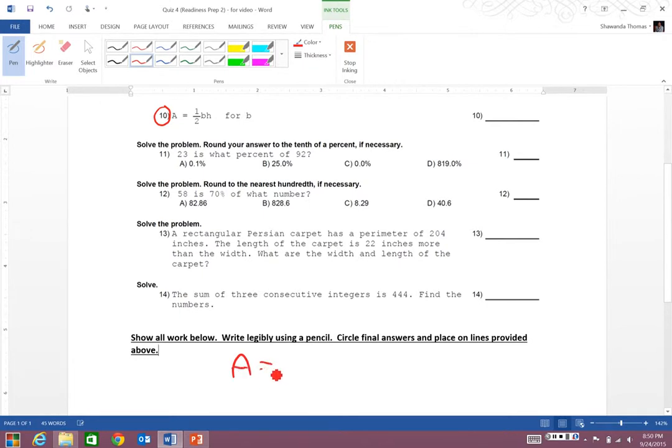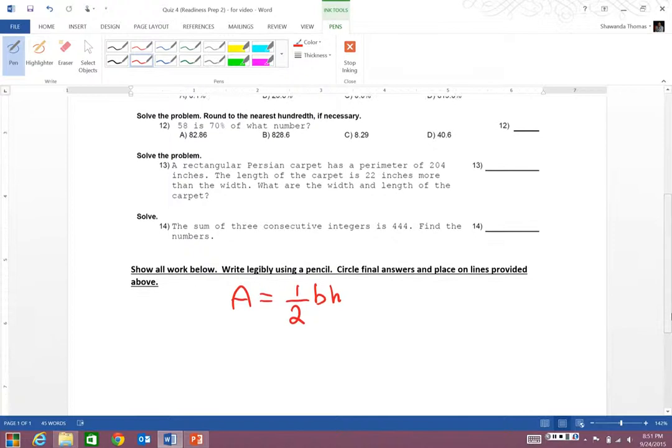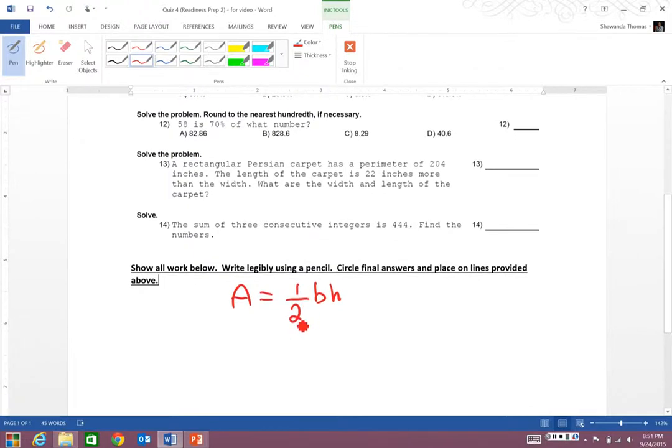So we have A equals 1/2 B times H. The LCD of this problem is 2. That's the only denominator we have. So it was easy to figure out what the LCD was. Let's multiply both sides by 2. So we'll multiply the left side by 2. We'll multiply the right side by 2. On the right side, notice that the 2's cancel. That's why we multiply by the LCD, because it gets rid of fractions.